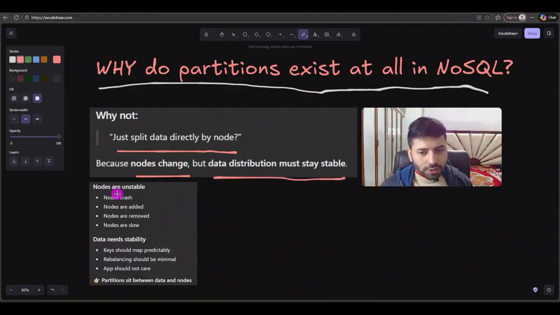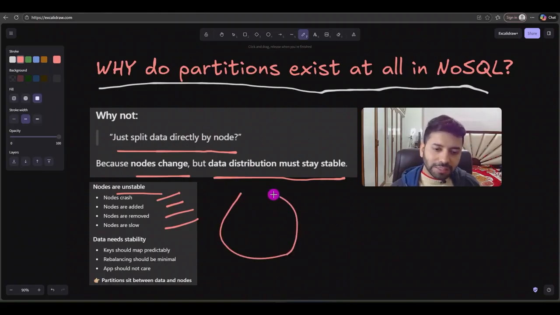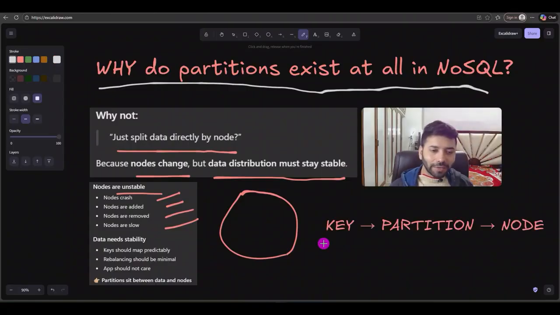Nodes are unstable. Nodes can be added, nodes can be removed, and nodes are slow. But data needs stability, right? We can't keep the data in nodes because they are unstable and keep on changing. That's why we require partitions, because a partition is a logical split of data, and we use a consistent hashing approach through which things are quite stable and rebalancing is quite minimal. So from the key we get to know the partition, and from the partition we get the node.